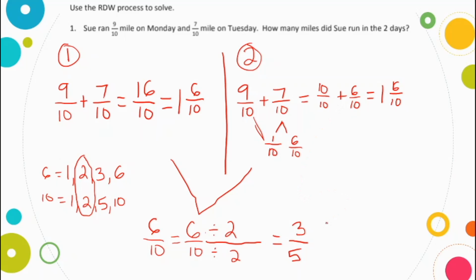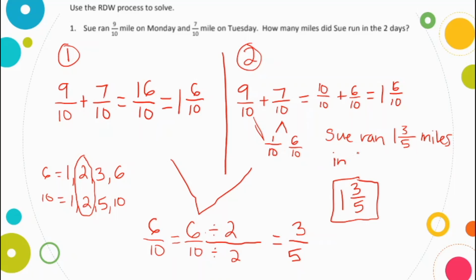So we can write this as 1 3/5. And this should be our answer. But we're not really done yet because we really need an answer statement. So go ahead and type in what you think our answer statement should be. Hopefully you just put Sue ran 1 3/5 miles in the 2 days. And that should be it.